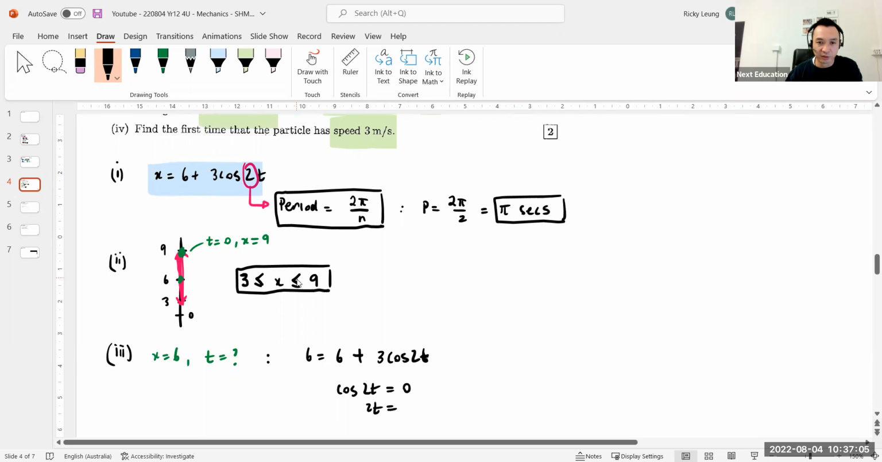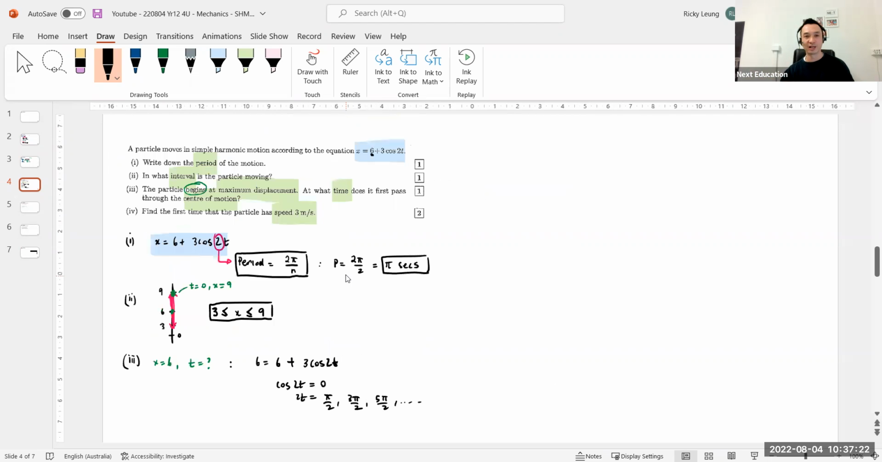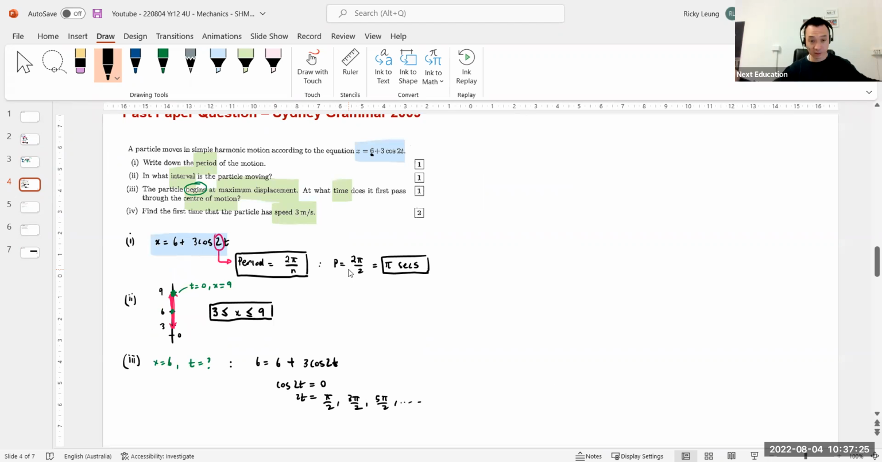Now, when does the cos graph hit 0? Hit 0 at 0, no, that's a lie. Pi on 2, and then 3 pi on 2, and then 5 pi on 2, etc., because I keep adding 2 pi. Now, this question specifically asks not for all the times that it passes through the center. It says, when does it first pass? So if I divide all my solutions by 2, I get pi on 4, 3 pi on 4, etc. They don't want these ones, because all it wants is the first time.